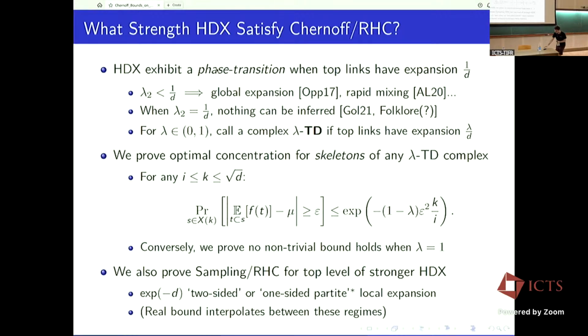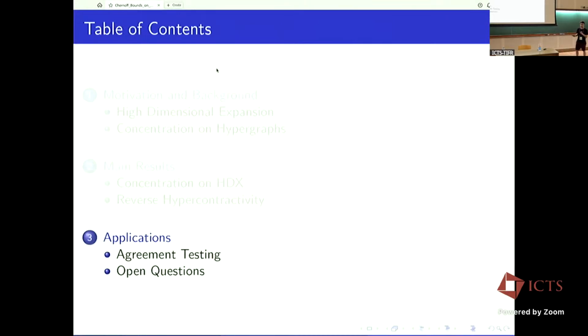Okay, I have about seven or so minutes. I wanted to talk briefly about agreement testing. Some people in the summer or spring school already saw some variants of this, but I do want to talk a little bit about where this sort of thing comes up in the study of PCPs and hardness amplification.